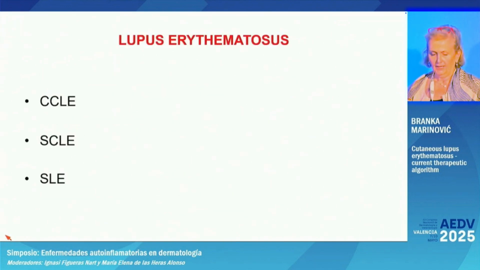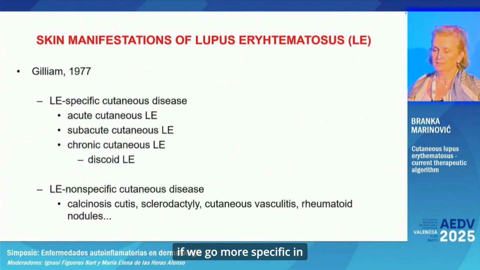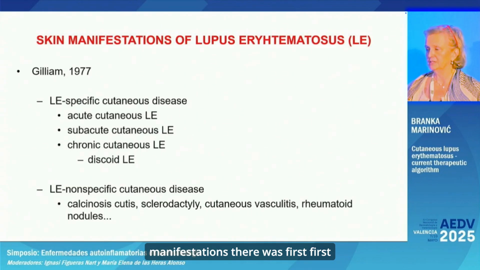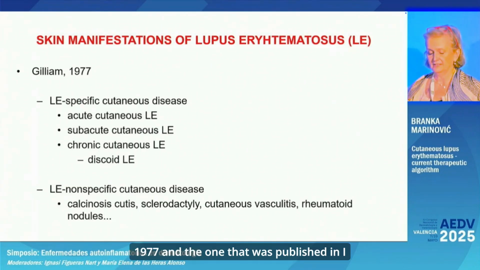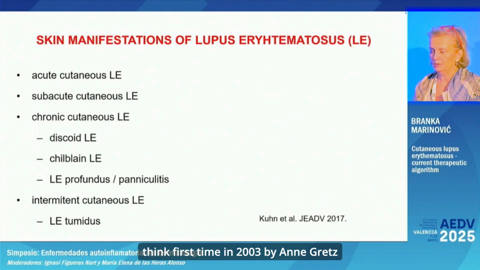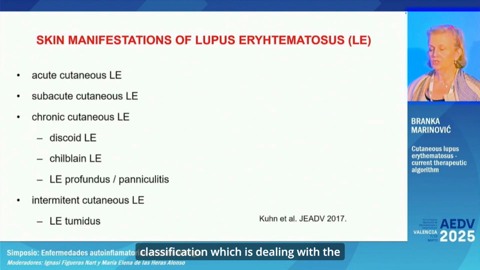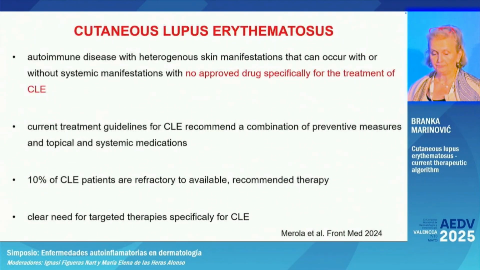So this is the classification that is generally used, but if we go more specific in cutaneous manifestations, there was a first classification done by Gilliam in 1977, and the one that was published, I think, first time in 2003 by Annegret Kuhn, the so-called Düsseldorf classification, which is dealing with cutaneous manifestations only.